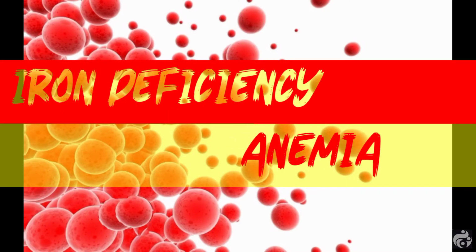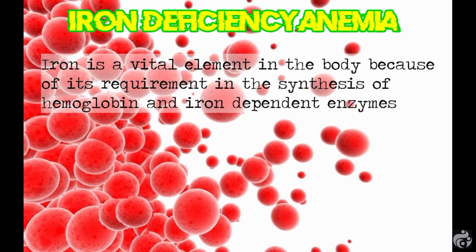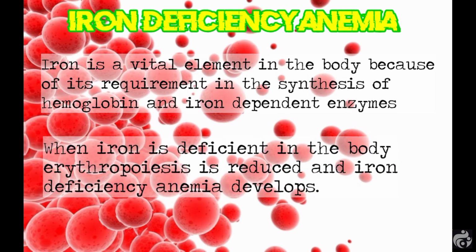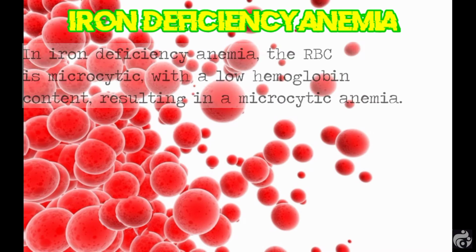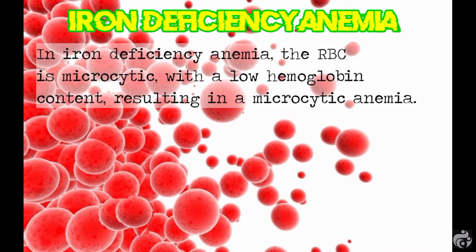Iron deficiency anemia. Iron is a vital element in the body because of its requirement in the synthesis of hemoglobin and iron-dependent enzymes. When iron is deficient in the body, erythropoiesis is reduced and iron deficiency anemia develops. In iron deficiency anemia, the red blood cell is microcytic with a low hemoglobin content, resulting in a microcytic anemia.